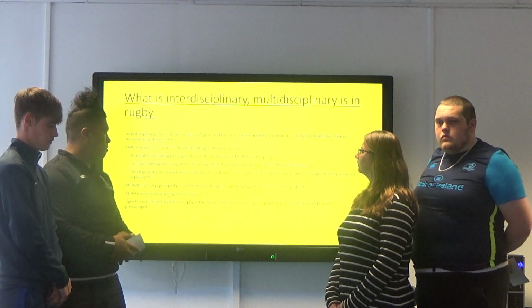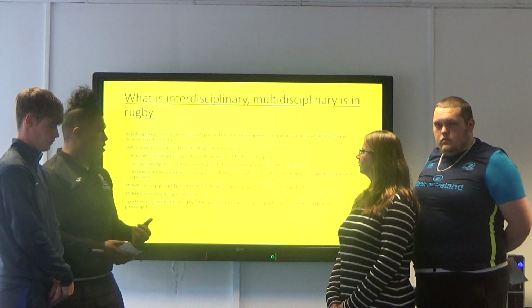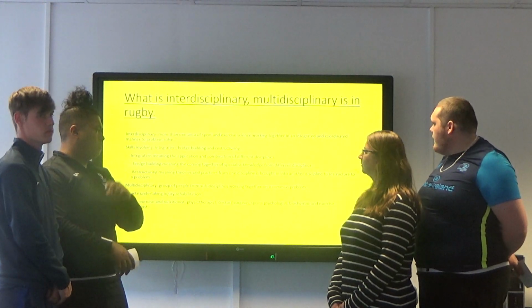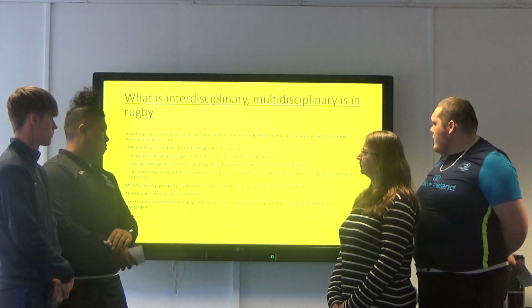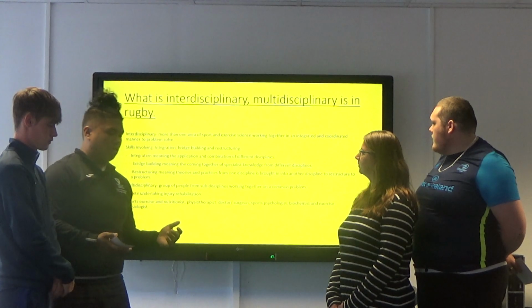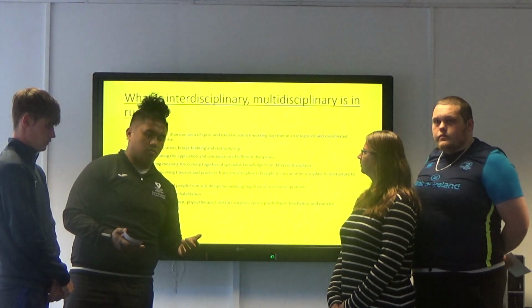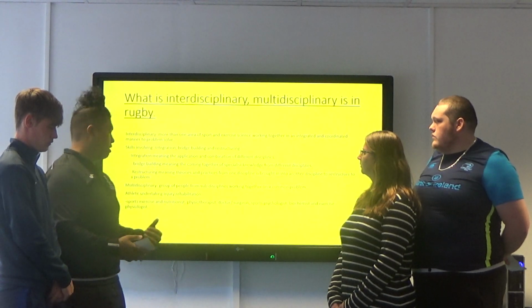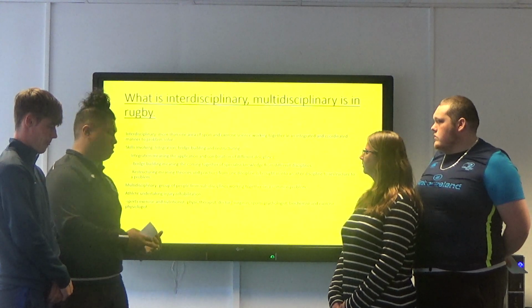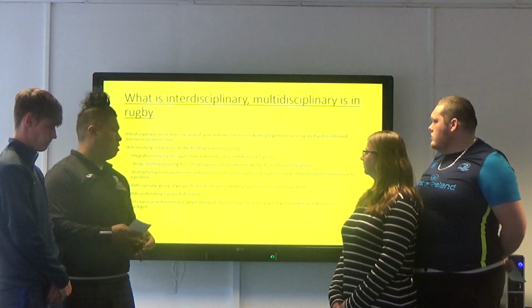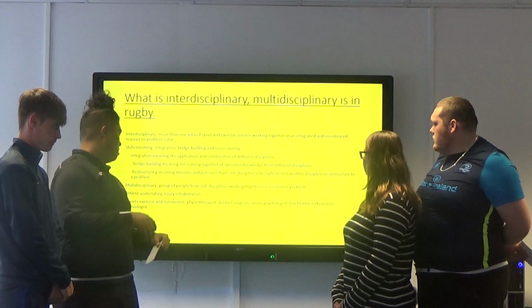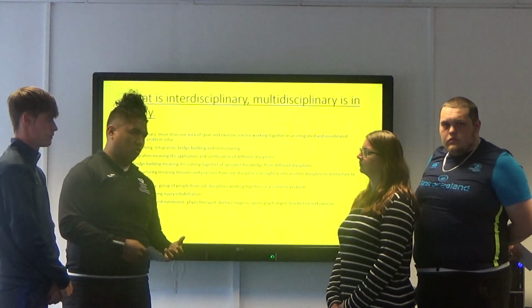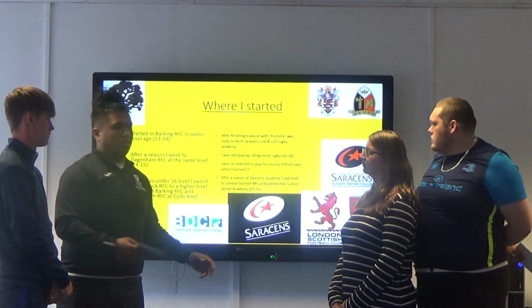Multidisciplinary is a group of people from sub-disciplines working together on a common problem. For example, an athlete undertaking rehabilitation could involve a nutritionist, a physiotherapist, a doctor, a surgeon, a sports psychologist, and an exercise physiologist. All these come in different levels.